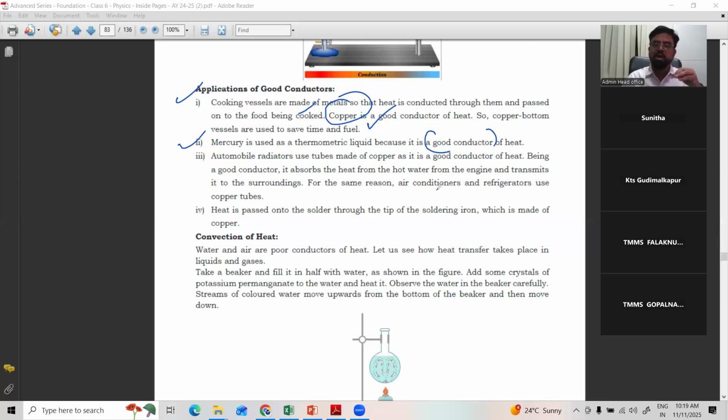Compared to any liquid or any solid, mercury is a good conductor. So we use mercury in a thermometer, because when it is heated fast, it rises. The constriction will rise and show the temperature. Already we discussed.